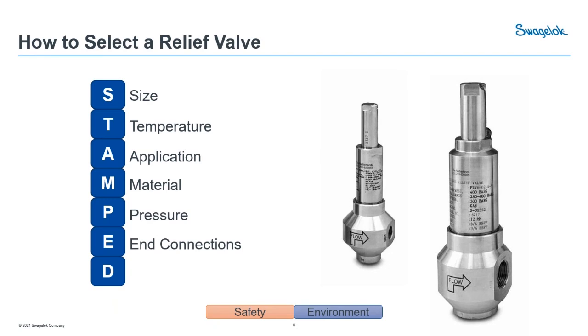The E is for end connections. What size and type of end connections are needed? Depending on the ports available in your system, you may need to adapt to a more standard connection, and that's especially when you consider the last step, which is delivery. Will I get the valve in the desired amount of time that I need? So making sure that the end connections that we have available will meet our delivery time as well. So keep those things in mind as we're selecting our valve, going through that STAMP method.